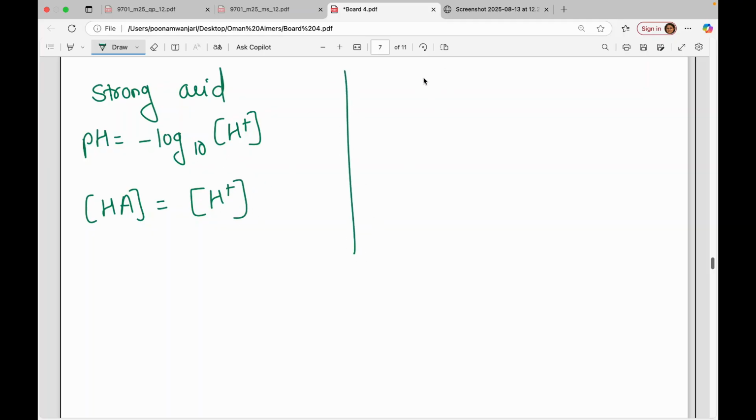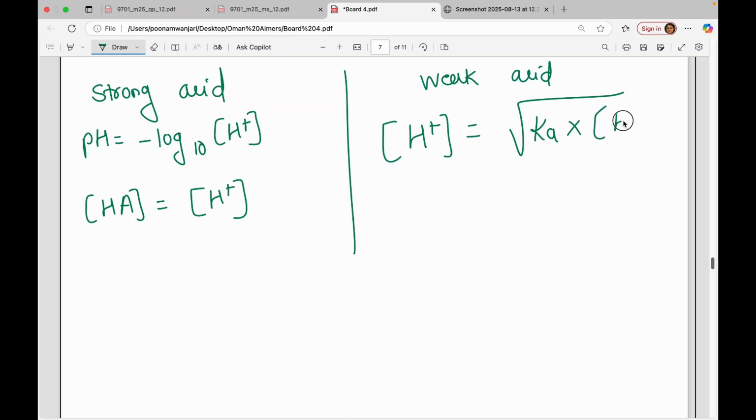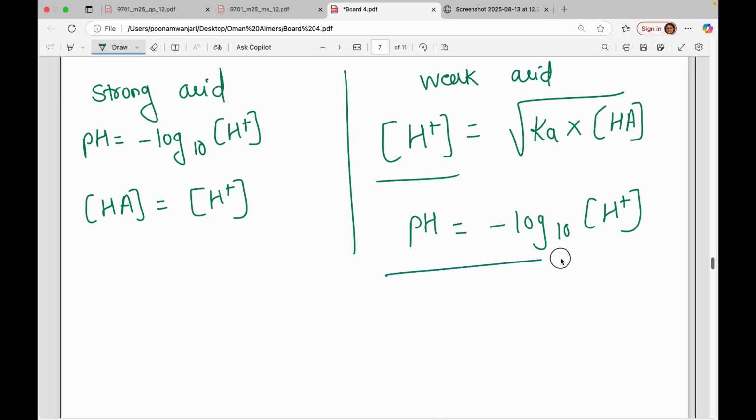But when it is a weak acid, you need to use one extra term, that is the dissociation constant. Formula: H plus is equal to under root of Ka into concentration of acid. First you need to calculate H plus concentration. So after calculating this you will get H plus. After calculating H plus, students, you use the formula pH equal to negative log 10 H plus concentration. From this formula you will calculate pH for weak acid.